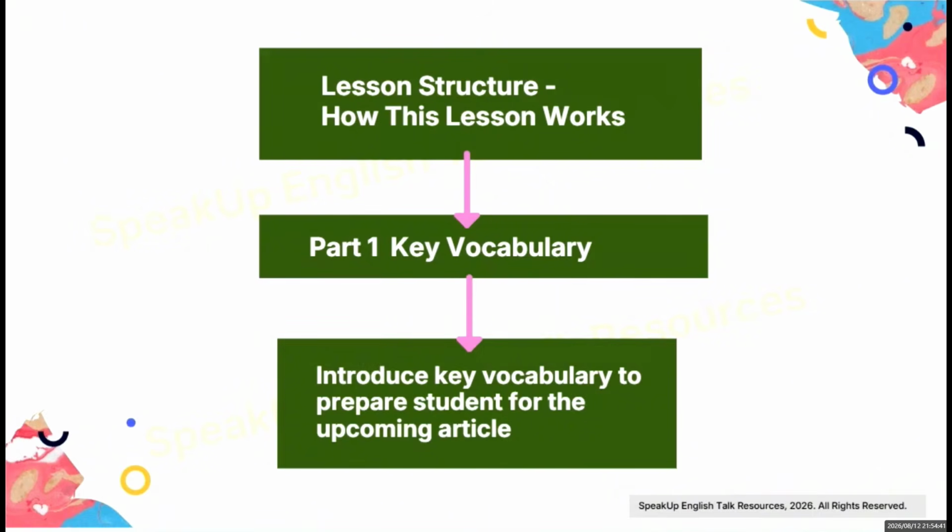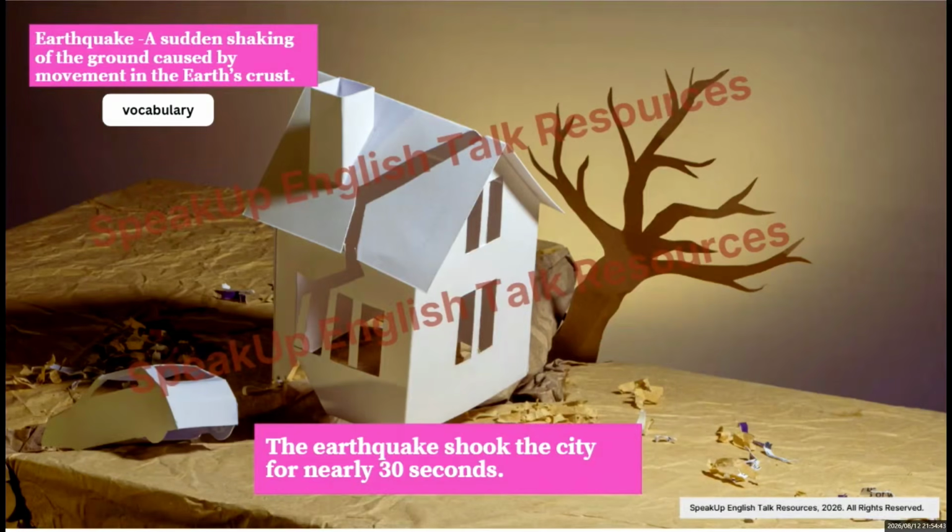To teach the key vocabulary, I usually have 6 or 7 vocabulary in each lesson. So for this one example, the word earthquake, what does that mean? And all my lessons come with beautiful graphics, right? Because a picture tells 1,000 words. So here's a picture of an earthquake, right? And here is also a sample sentence.